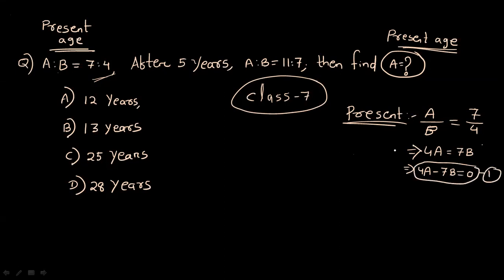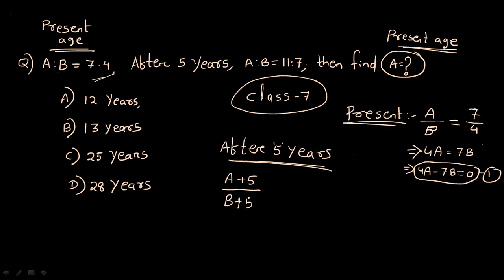This is one equation. Next, after 5 years, their ratio is 11:7. Okay, so presently the age is A by B. So after 5 years, what will be the age of A? It will be A plus 5 because the current age is A. So after 5 years, its age will be A plus 5 divided by, after 5 years, what is the age of B? It will be B plus 5.